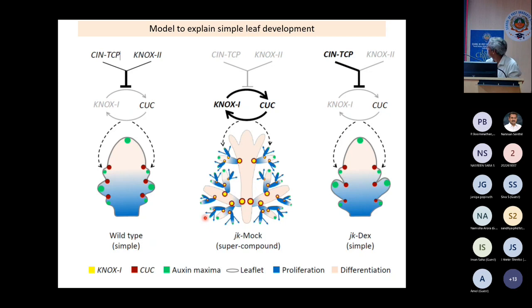And in this background, when we induced a dominant TCP, you can get back to the simple leaf. So both have to be downregulated. Only one is not enough. Such situations are there in nature.